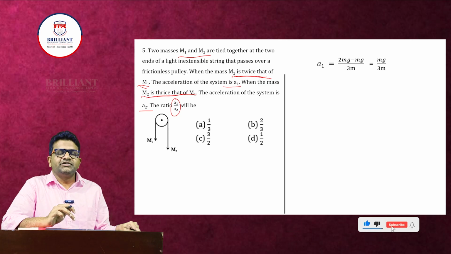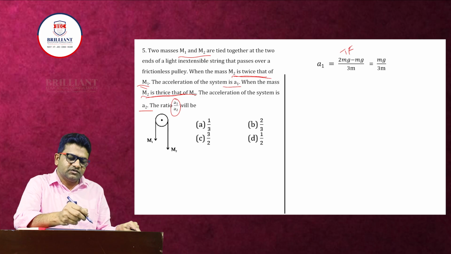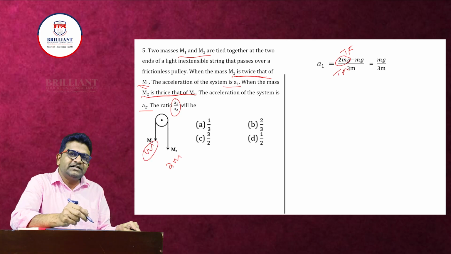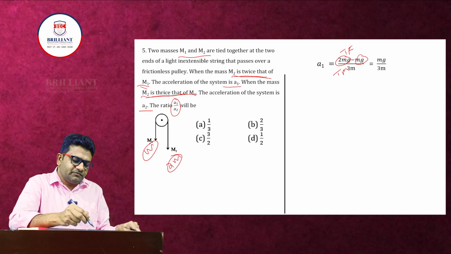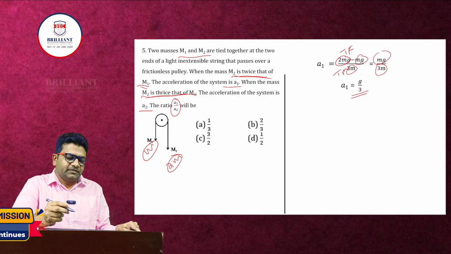So we know the equation for acceleration is equal to total force by total mass. In the first case the masses are 2m and m. So here 2mg and mg. The net force is 2mg minus mg divided by total mass. Total mass is 2m plus m, which is equal to 3m. So we get mg by 3m. Then A1 is equal to g by 3.